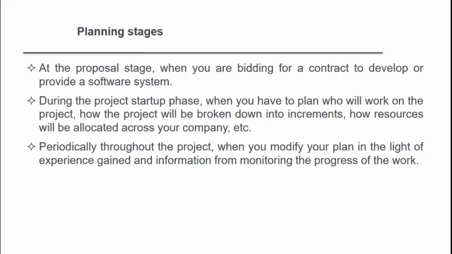So these are the three planning stages proposed in project planning. One is the proposal stage, the second is project startup, and the third is the periodical stage throughout the project. Whenever modification of your plan is required, you can modify the system, and it allows you to make a more accurate estimate of how long the work will take, etc. We can know this in the periodical planning.